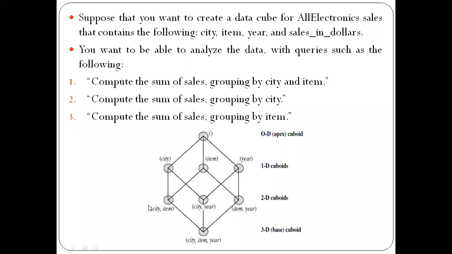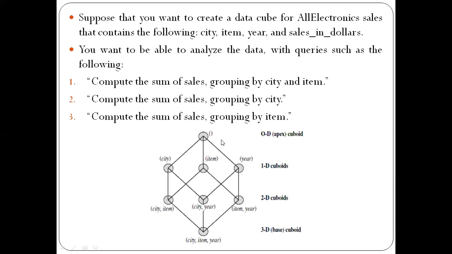Among these, this base cuboid will be least generalized, or very specific here. So this is the least generalized cuboid, and the apex cuboid is the more generalized cuboid. Since the base cuboid contains all of the dimensions, it is the least generalized cuboid, and this apex cuboid is the most generalized cuboid here.